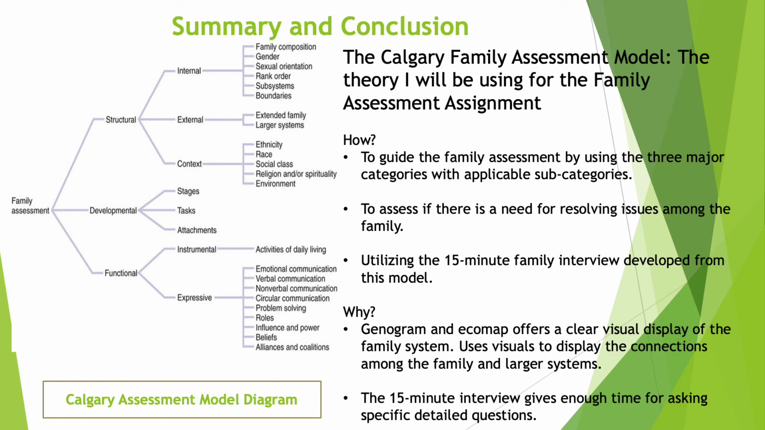In summary, the Calgary Family Assessment Model has three major categories, which have subcategories underneath it. In the structural assessment, there is the genogram and the ecomap, which help to outline the internal and external structure of the family and also depicts family members' contact with larger systems. It also determines the connections, and it also assesses the family life cycle and stages of development, as well as how the family functions together and behaves together.